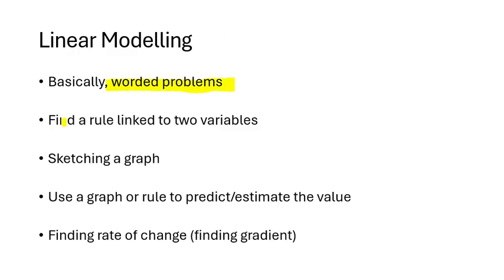Okay, so worded problems. You need to find a rule that links two variables. You'll be asked to sketch a graph, and you might need to use the graph or the rule to predict or estimate a value. And then you might be asked what the rate of change is, which is just a gradient, okay?